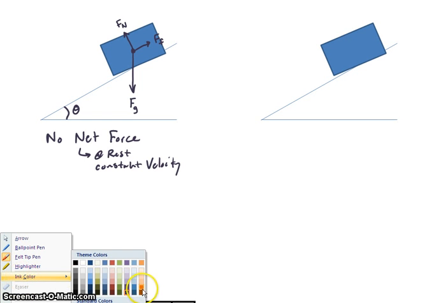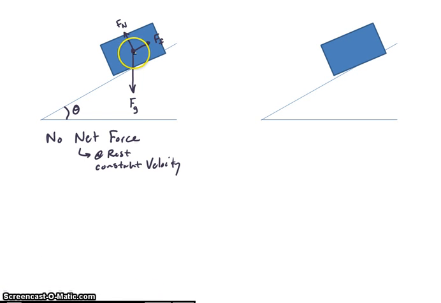Okay, and so I'm going to look at it in terms of a force that's acting perpendicular and a force that's acting parallel. Now, because there is no net force, our force of friction is equal to our force parallel. Okay? And that's because there's no net force. So those two forces have to be equal to each other.